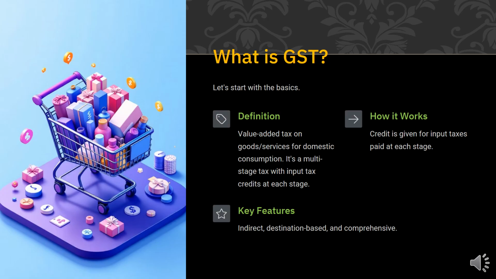What is GST? Let's start with the basics. Definition: value added tax on goods or services for domestic consumption. It's a multi-stage tax with input tax credits at each stage. How it works: credit is given for input taxes paid at each stage. The key features are: it is an indirect tax and a destination based tax, and it is very comprehensive.